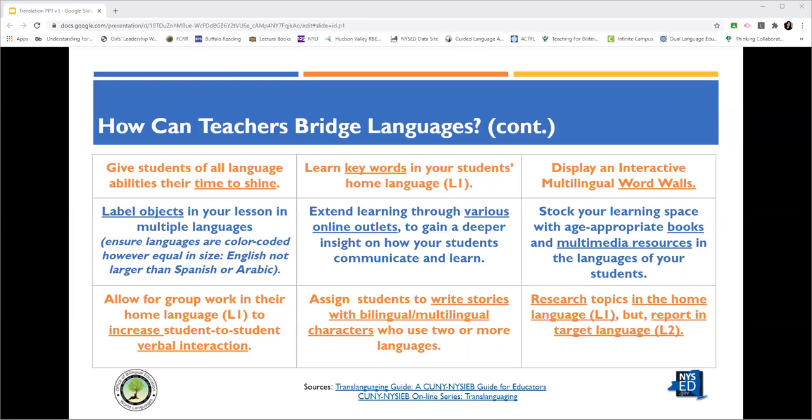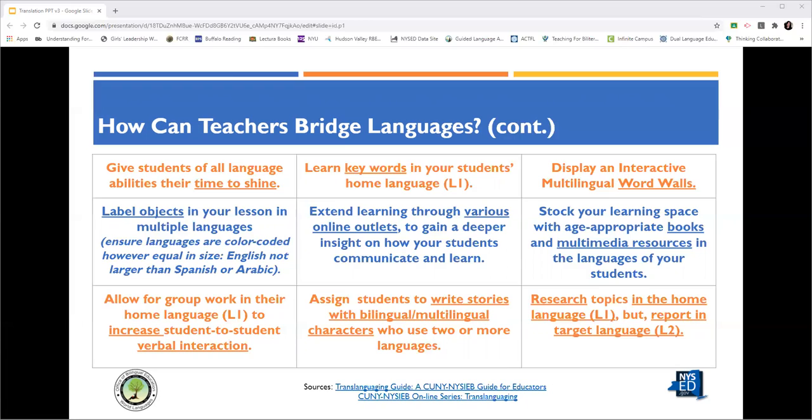You can allow them to engage with each other in their home language and discuss a text prior to having to translate it into English. You can learn key words in your students' home language. So be a co-learner. You can learn from your students about their language and their cultural practices.